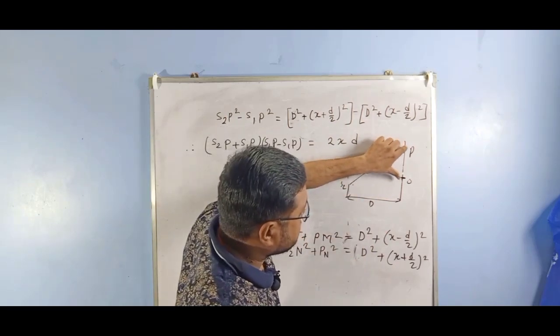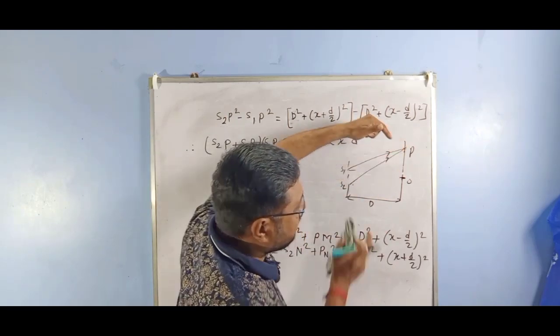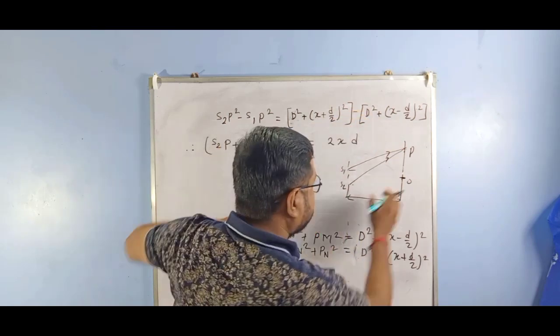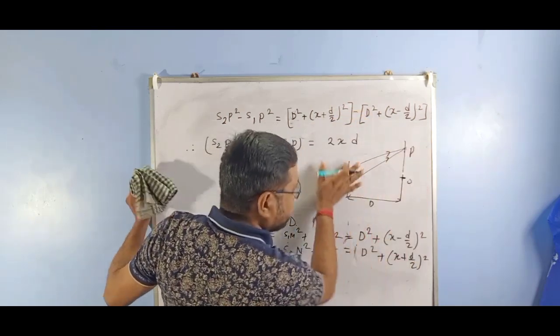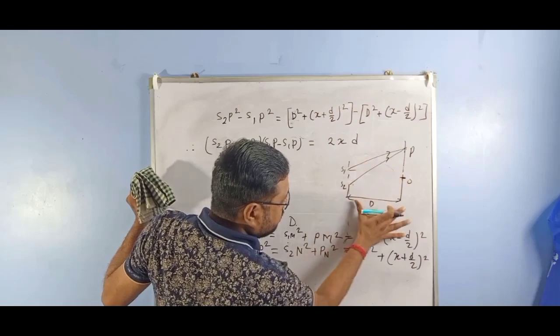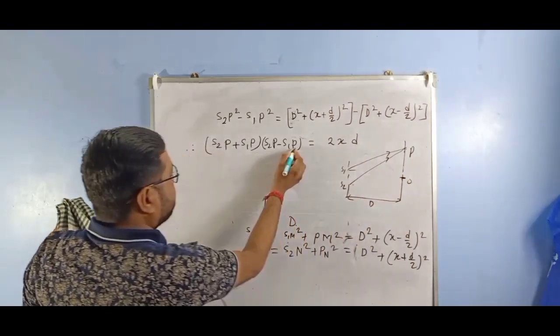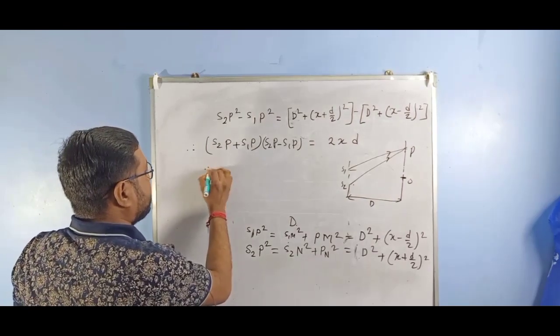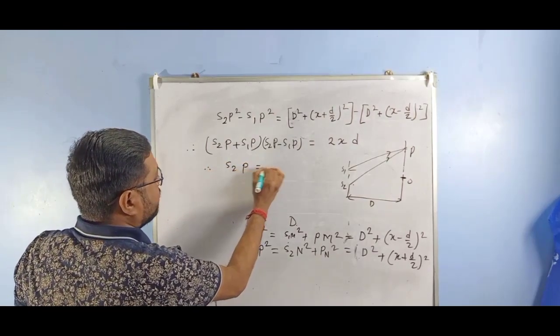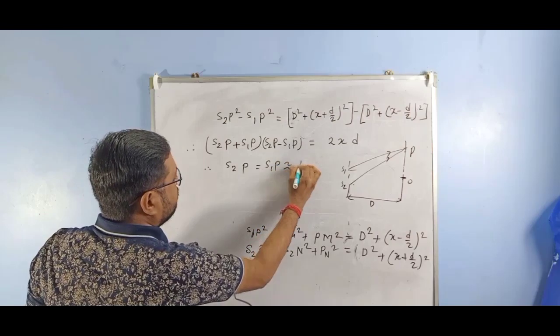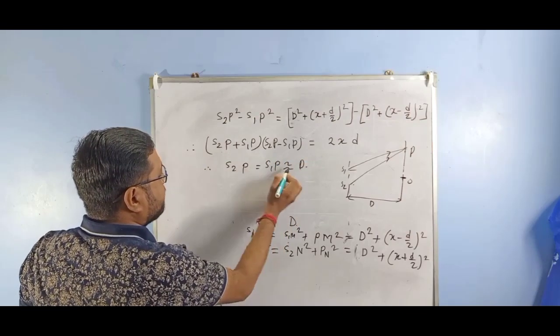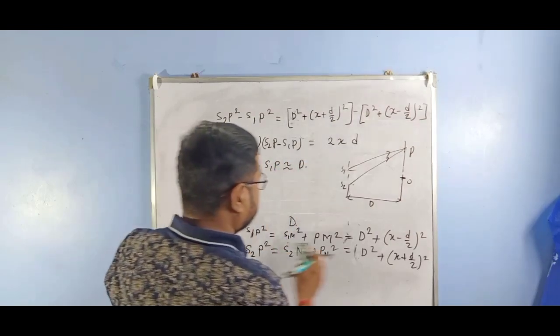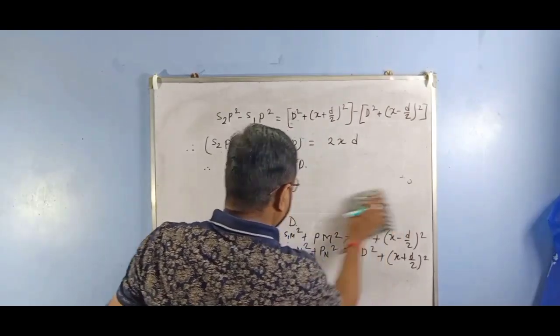because this is an enlarged picture. In practice, this will not be so far. So S1P and S2P are nearly equal to D. So we can write S2P equal to S1P, nearly equal to D. So S2P plus S1P means 2D. So S2P plus S1P is equal to 2D.